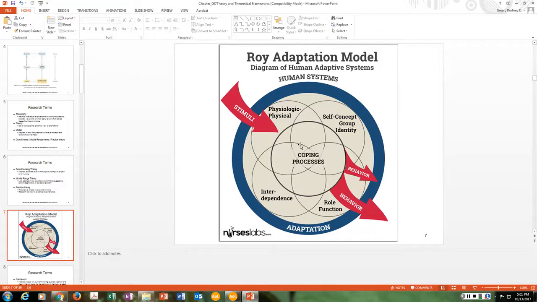So the individual exists in the environment and is influenced by stimuli coming in all the time, right? And these place demands on the physical, the self-concept, role function, and interdependence modes. And as a result of the coping, the behavior is adaptive, compensatory, or non-compensatory. Okay, and there's a role for nursing to support the coping processes of the individual in these four modes. So this picture says a lot about how Roy views the human adaptive system and the role of nursing.